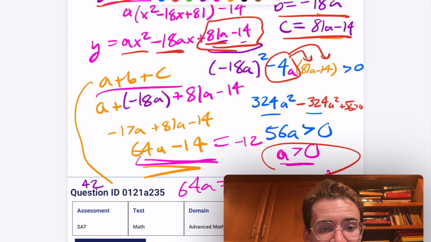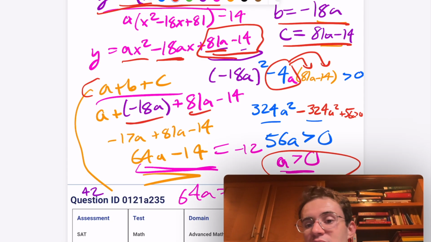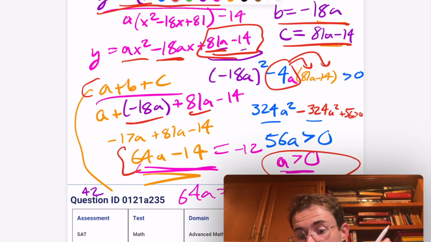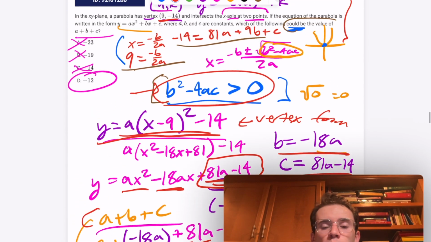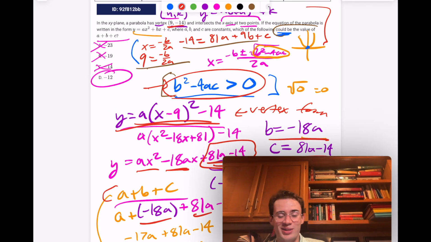From there, I also had to plug in a, b, and c using these values of b and c that used a. So this is how I did that. And then you had to figure out what value of 64a minus 14, which is equal to a plus b plus c, works when a is greater than 0 and only negative 12. All right, so this is how I did it. It worked. It took a decent bit of time.